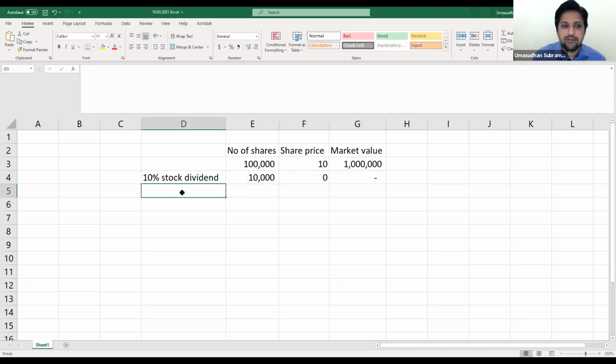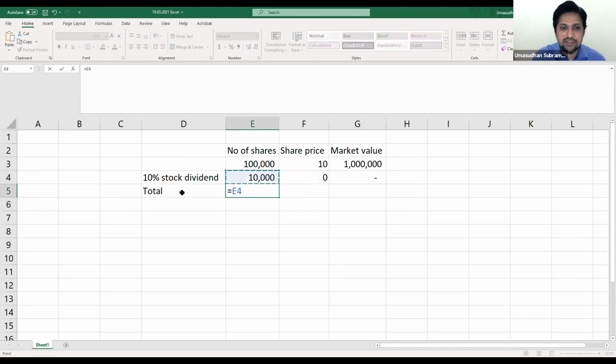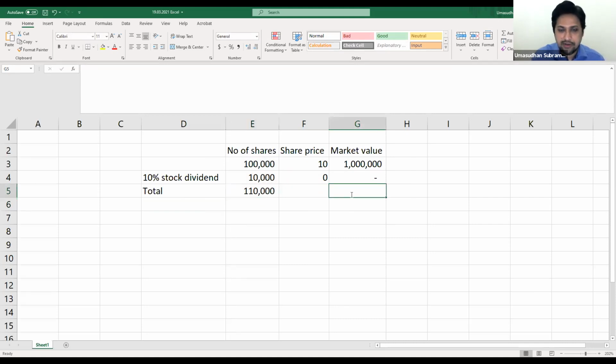Now we need to understand what is the total number of shares. The total number of shares that you have is 100,000 plus 10,000, which is 110,000. And your market value is still 1 million. So now I'm going to arrive at your stock price.